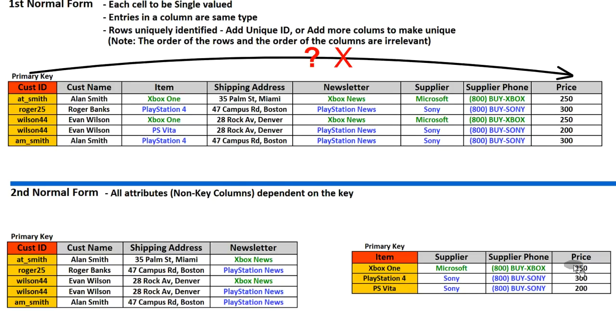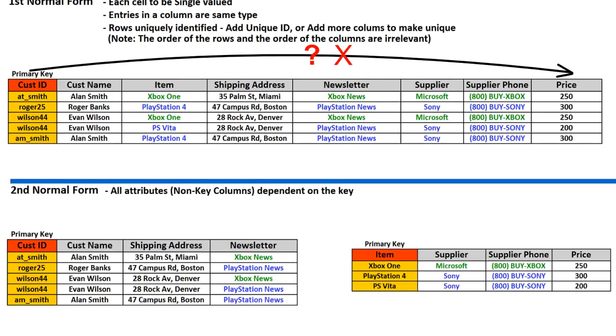So now the price, the supplier, and the supplier phone depend on the item, because Xbox One has Microsoft to supply. This is their phone number and this is the price, and this customer has this name, this shipping address, and this is what he is subscribed to. Obviously this person subscribes to 2, so he's in here twice. So this is great. The only problem is we lost the transactions. We don't know who bought what.